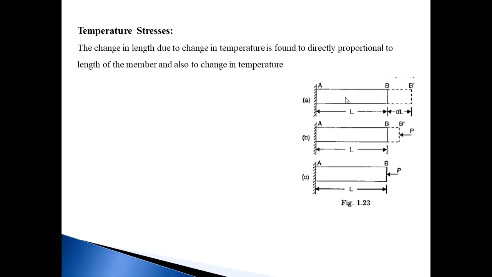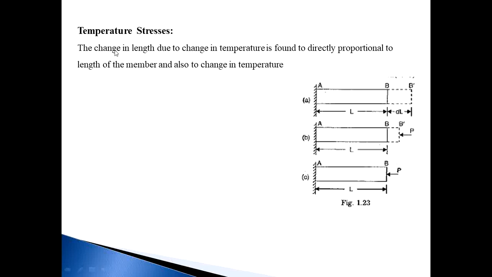Basically, any material, if you heat it, will expand or contract due to a rise or fall in temperature. Due to this heating, a change in length occurs. That change in length only produces strain. If you prevent the change in length, then stresses will be produced in that material, and that stress is called temperature stress.